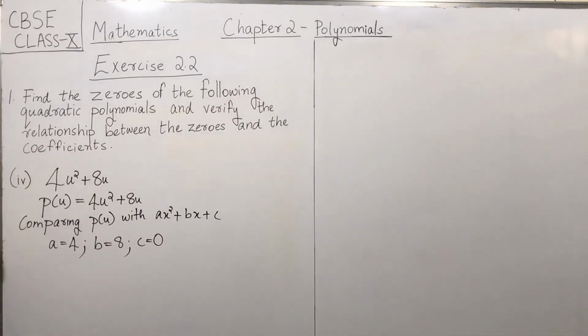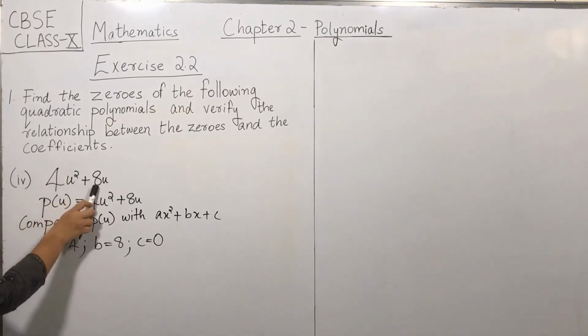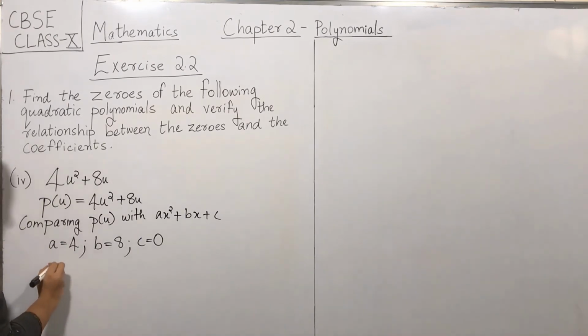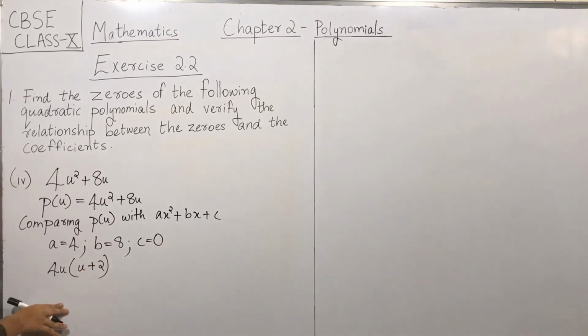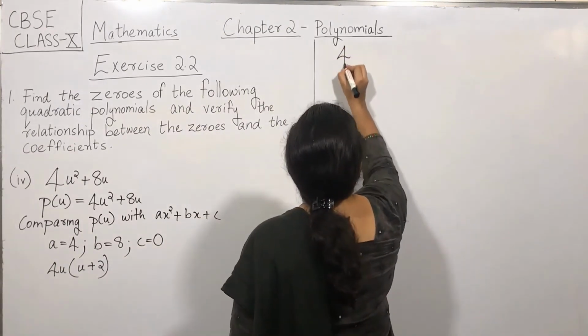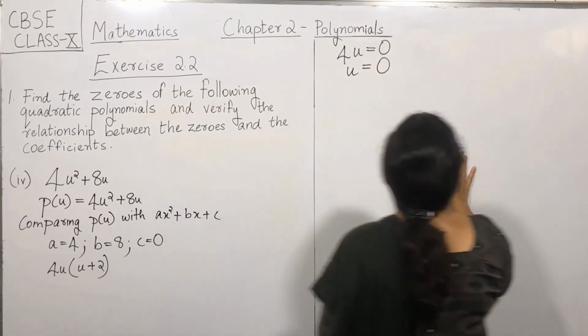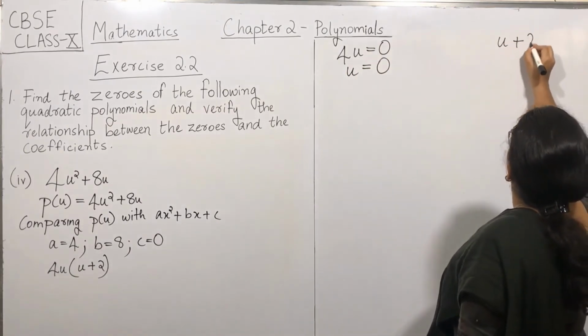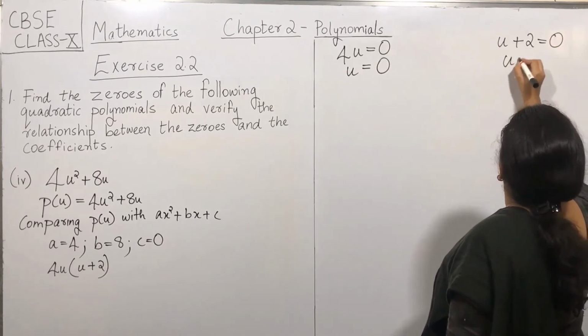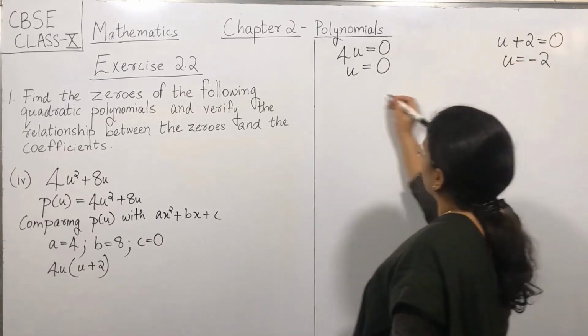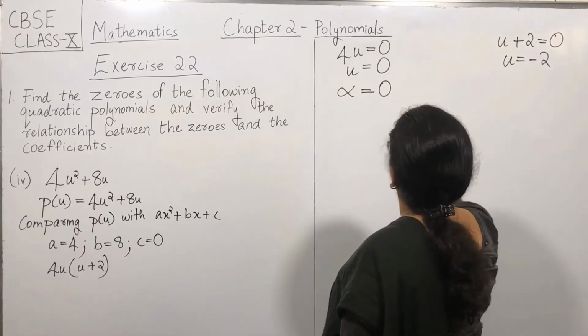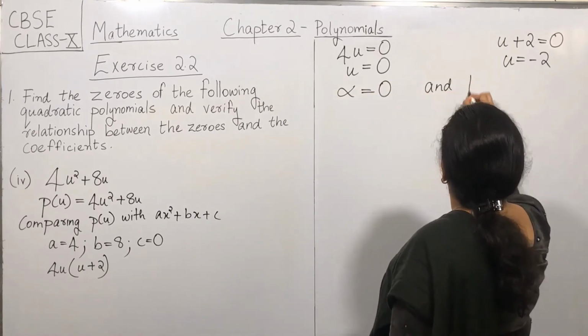Here there is no middle term to split, so we cannot use the splitting of the middle term method. From 4u square plus 8u, we can take 4u as common, and here u plus 2. Now we can equate it to 0. 4u equals 0, u equals 0. U plus 2 equals 0, u equals minus 2. So we got the zeros, alpha equals 0 and beta equals minus 2.